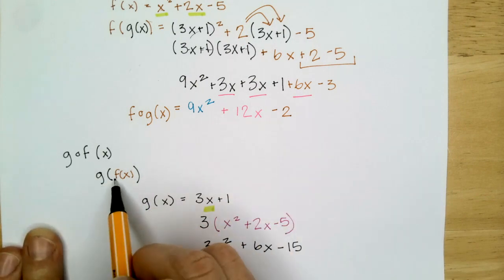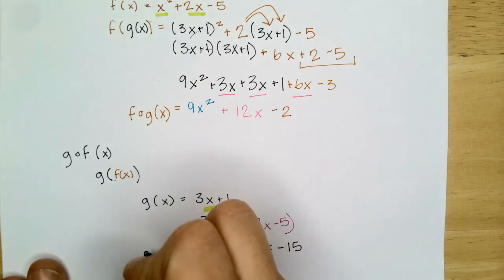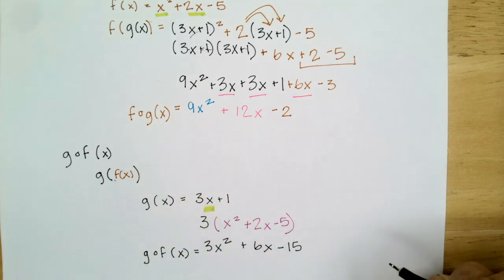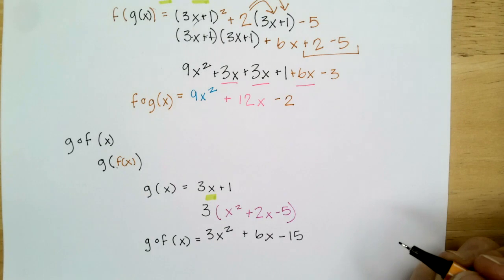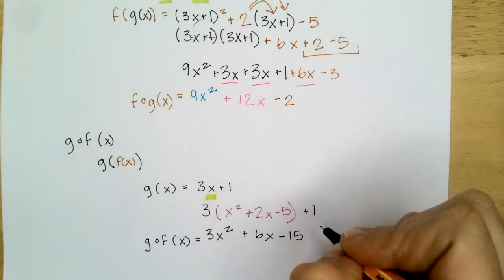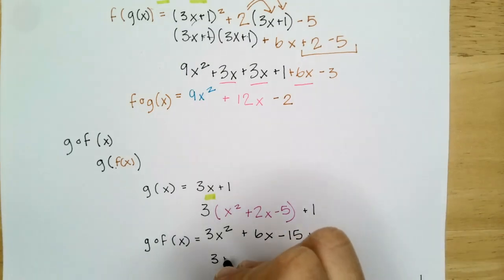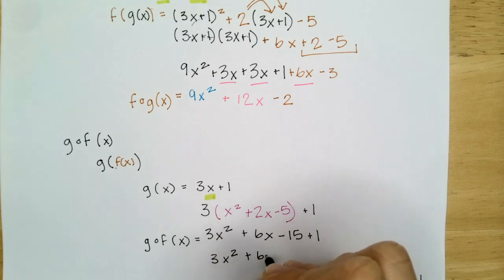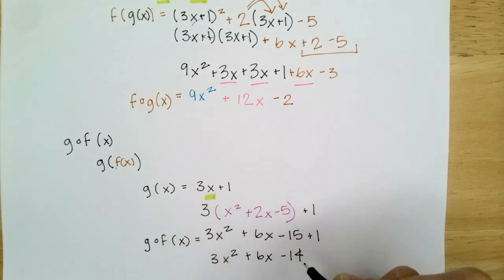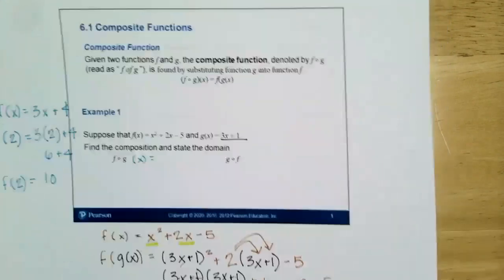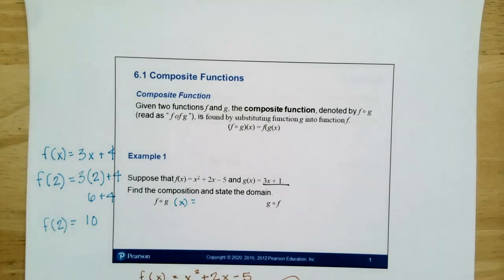So g of f of x is equal to 3x squared plus 6x minus 15. Oh, sorry, plus 1. Good. So it's actually 3x squared plus 6x minus 14. Good. All right. And then it also said, let us not forget, it asked us to find the domain.